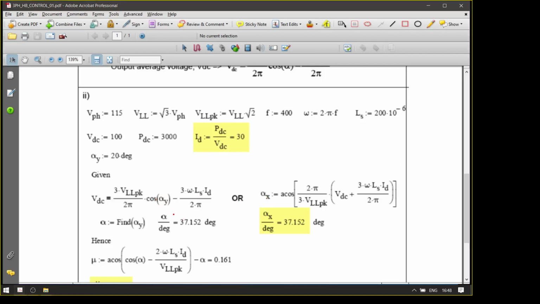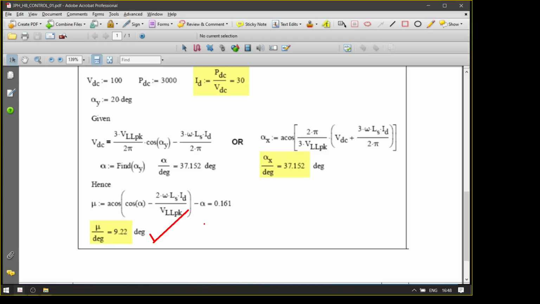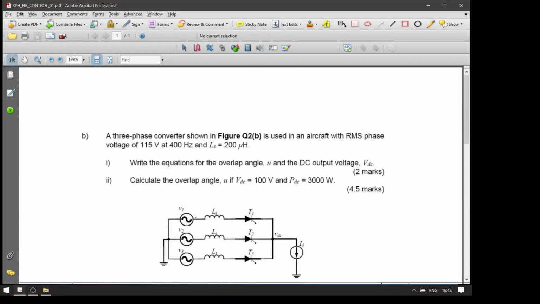If you use this equation, then you get that from your calculator. You arrange that and put it into your calculator and you get 37.5. Hence you can also find the answer in degree for mu, the overlap angle. You just simply insert into your equation here, so you get 9.22 degree. Okay, right. So that goes the first example.